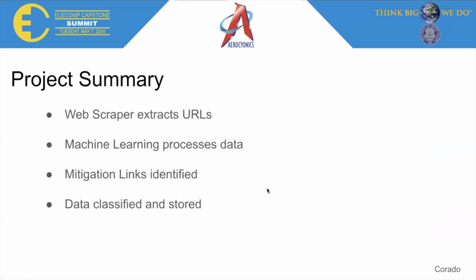All in all, this whole project consisted of Kyle and I scraping the web to extract URLs that were cybersecurity articles. We then used machine learning to process this data and to train the machine learning model. After the machine learning model was trained, we were able to use this model to identify which article URLs were mitigation links. And finally, we classified the data and we put it all away in a safe environment for further use in the future.